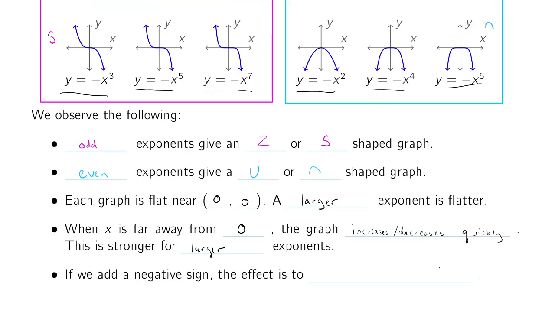And then the other thing that we also noticed is, right, when we add the negative sign to the output, the effect is to flip the graph vertically. So the Z-shaped curve becomes an S-shaped curve. The U-shaped curve becomes an N-shaped curve. So again, we just want to think for the moment about the general shapes that these graphs have. We'll learn a general technique later on in the course that will let us graph them much more nicely. But for now, we're just interested in the general shape.